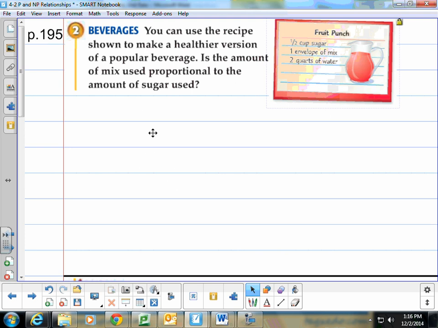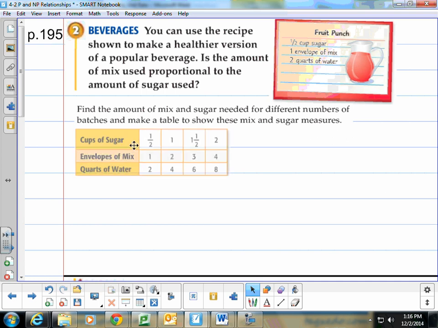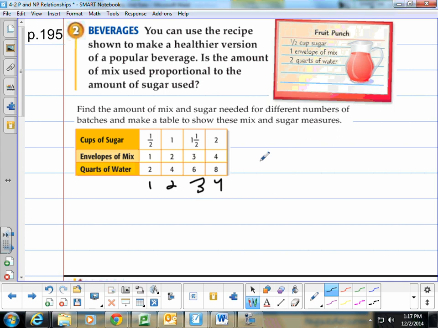So it looks like we're going to be comparing the mix to the sugar. We're going to go with that same strategy and find the amount of mix and sugar compared. We know that kind of an input-output, so we make a table of this information. If we were to make one batch, we know it takes half a cup of sugar, 1 envelope of mix, and 2 quarts of water. So we continue making a table. Well, 2 batches, notice this is the second batch. You can consider 1 batch, 2 batches, 3 batches, 4 batches, and everything's multiplied.